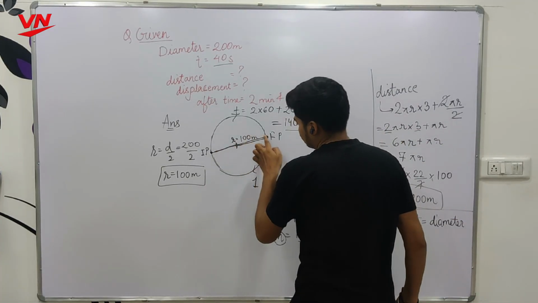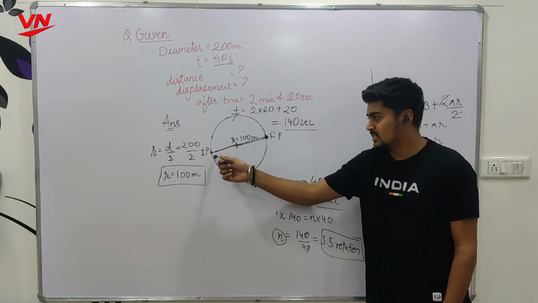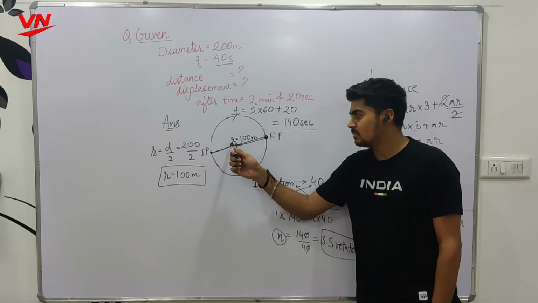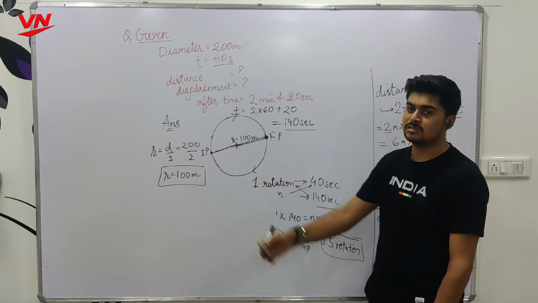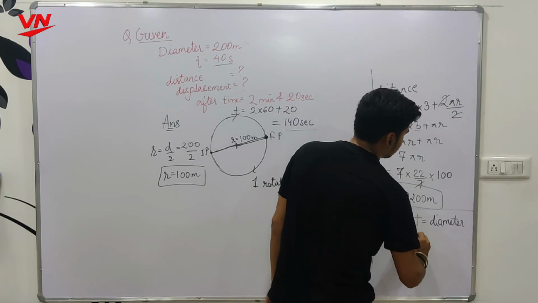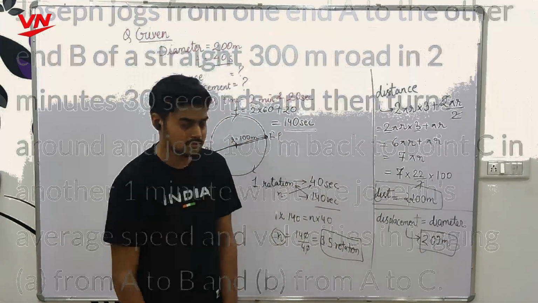If the object is exactly completing half of the circle, a half rotation, the distance between the initial and final point will be nothing but the diameter of the circle, which is given in the question as 200 meter. So the displacement will be 200 meter. That is your answer.